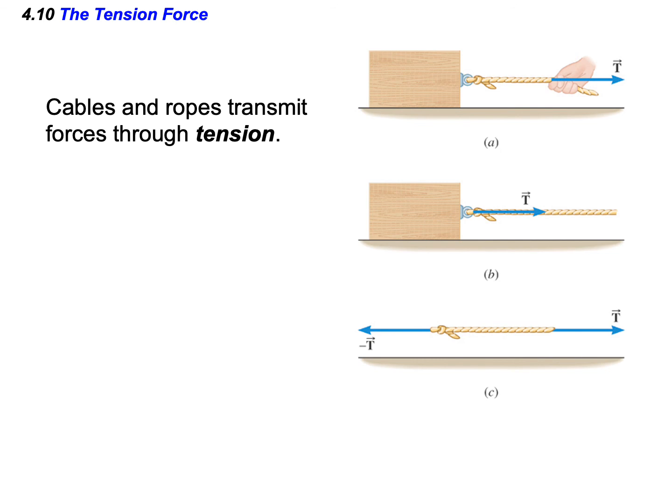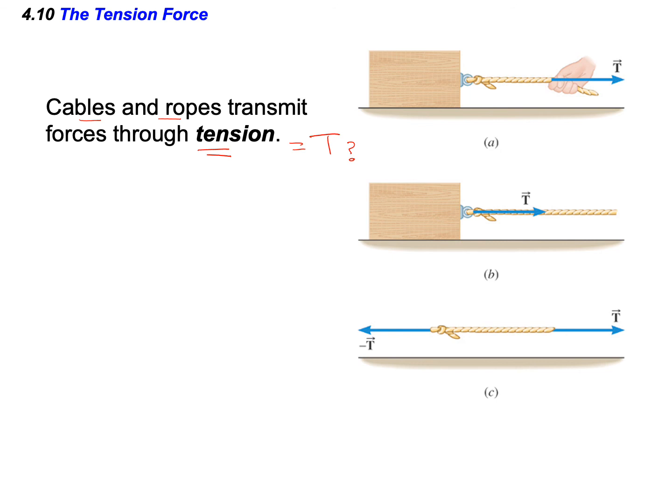The final force we're going to talk about in this chapter is tension force. Tension force comes from cables and ropes which transmit a force. We call it tension. We use uppercase T for tension. Let's see how we're going to calculate the magnitude and direction of the tension.